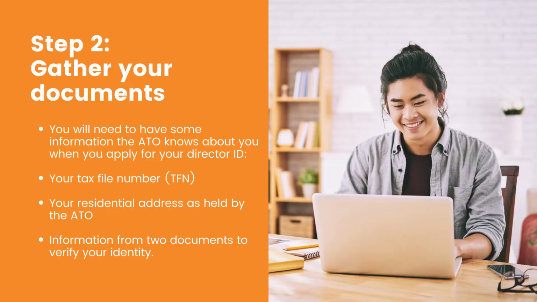So the second step is to get all your documents together. Now, one of the criteria is that you must have your tax file number. You must have your current residential address that's held with the ATO. So if you've moved and you haven't updated the ATO, you need to update your address with the ATO before you can go through this process.